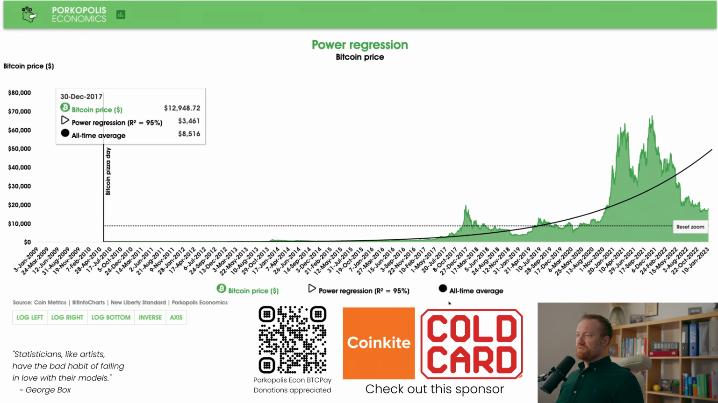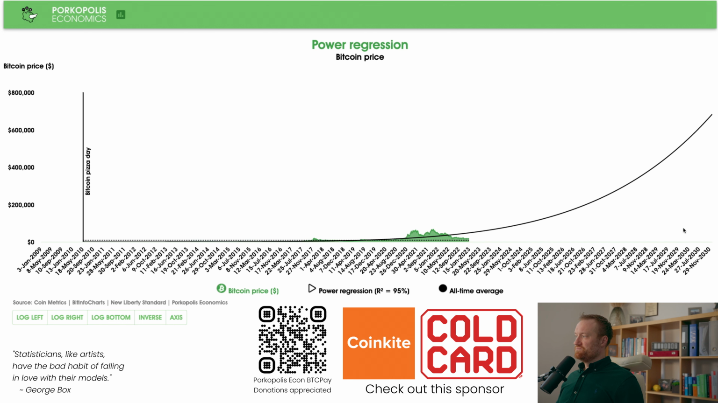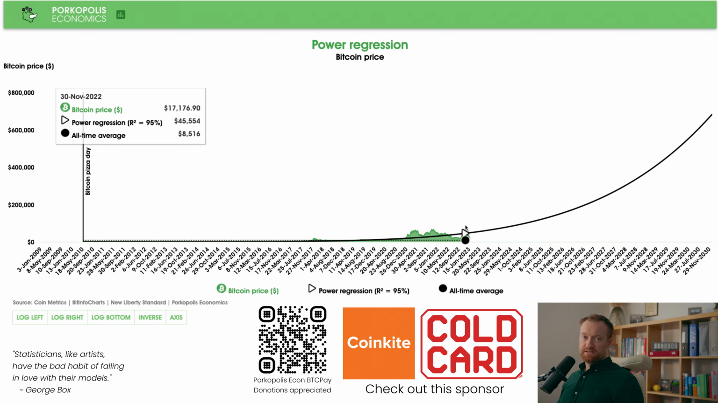Okay, so that's it. That's the power regression. Let's reset the zoom. And the axis, you will notice, took a big leap there as this power regression grows a lot. And again, one of the best things that trendline analysis offers us is the ability to predict what can happen in the future.